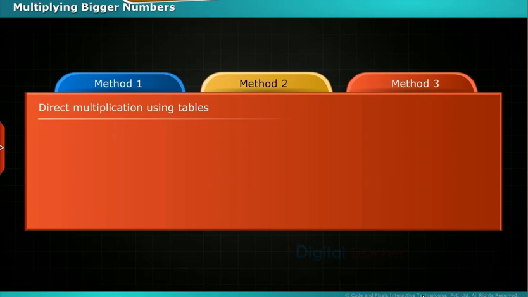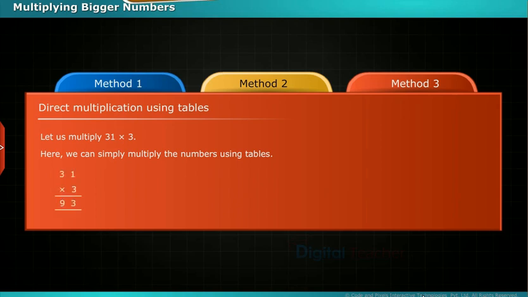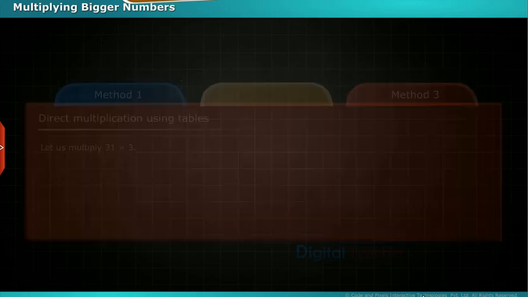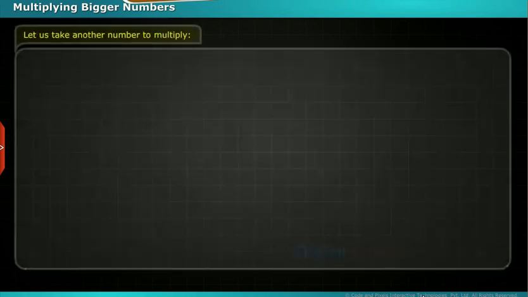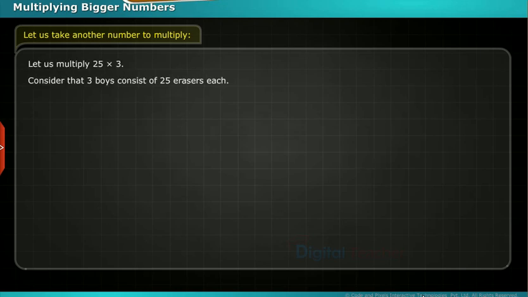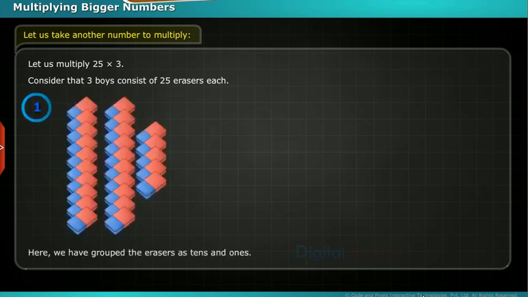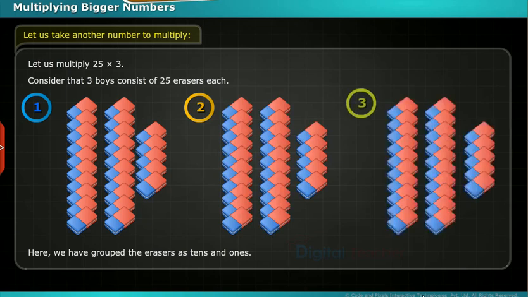Method 3. Direct multiplication using tables. Let us multiply 31 into 3. Here we can simply multiply the numbers using tables. Therefore, 31 into 3 is equal to 93. Let us take another number to multiply. Let us multiply 25 into 3. Consider that 3 boys consist of 25 erasers each. Here we have grouped the erasers as tens and ones.